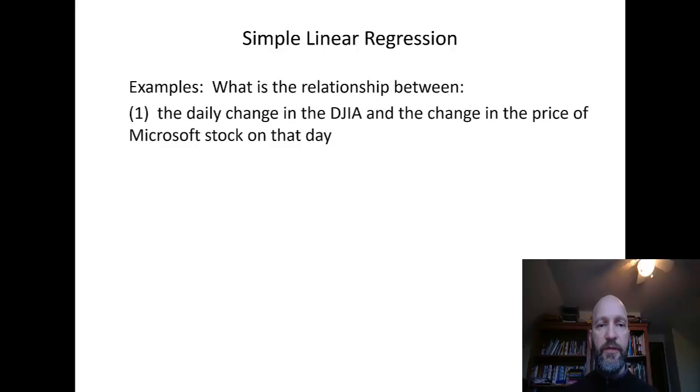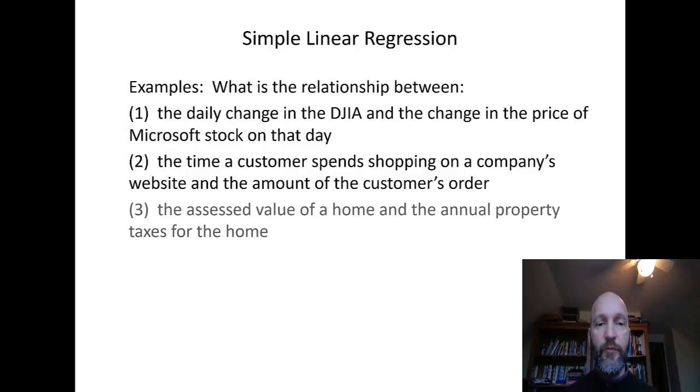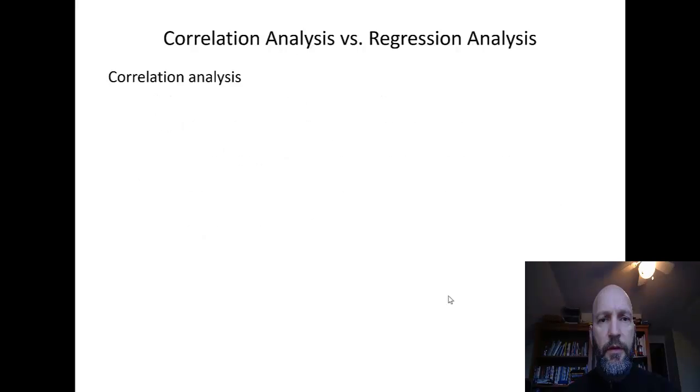First of all, we might be interested in the relationship between the daily change in the Dow Jones Industrial Average and the price of Microsoft stock. We might also be interested in the amount of time that somebody spends on a web page and the relationship that has with how much they spend when they go to check out. And another example is if we want to know what the relationship is between the value of a home and the property taxes for the home. This unit is about both correlation analysis and regression analysis. So let's look at correlation analysis.